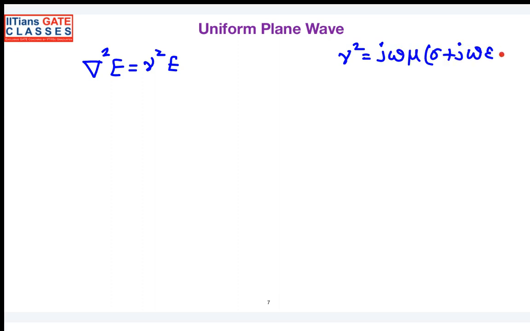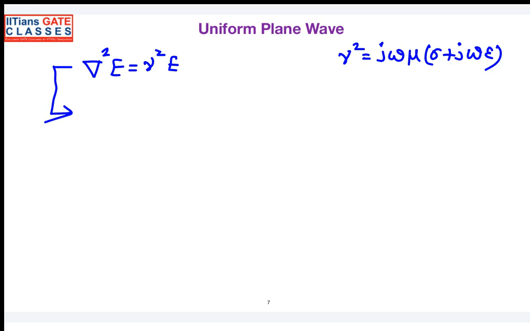What is the first wave equation you have? Del square E is equal to gamma square E, where gamma square is nothing but j omega mu into sigma plus j omega epsilon. And similarly, you have del square H is equal to gamma square H. I want the answers from you. How to expand this? Del square E represents what, subjected to uniform plane wave?